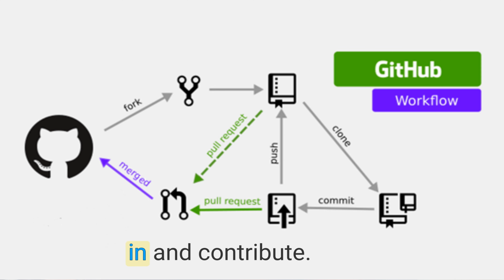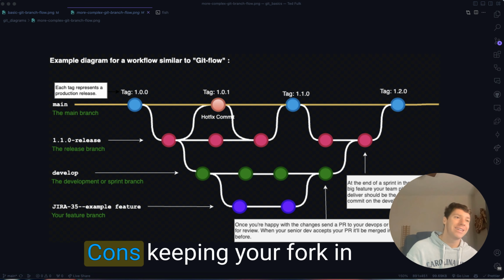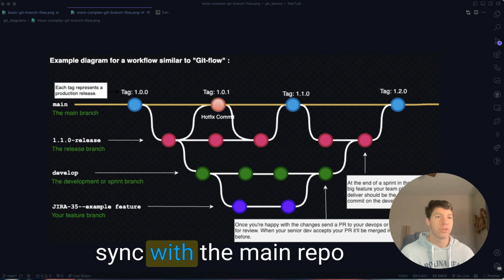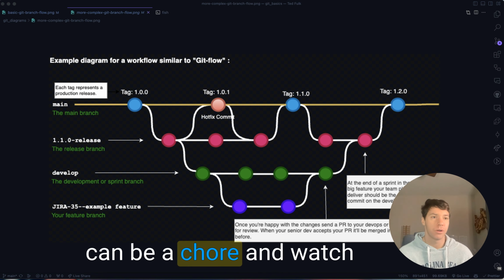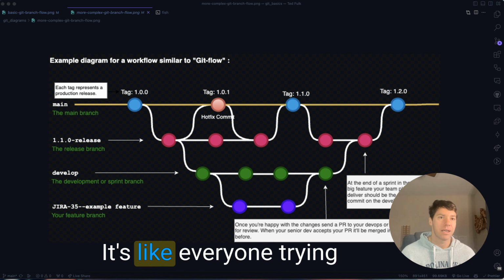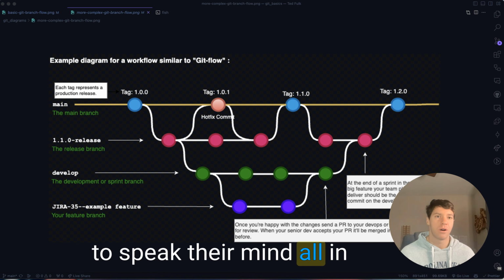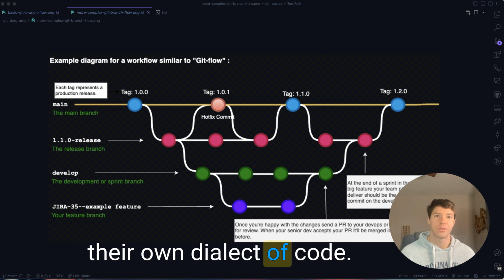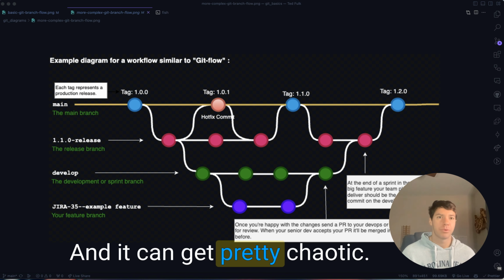Pros, anyone can come in and contribute. You get your own personal playground, so the main project stays safe and sound, and maintainers hold the fort, deciding what gets into the main repo. Cons, keeping your fork in sync with the main repo can be a chore, and watch out for code fragmentation. It's like everyone trying to speak their mind in their own dialect of code. That can get pretty chaotic.